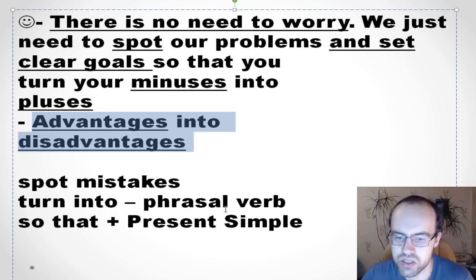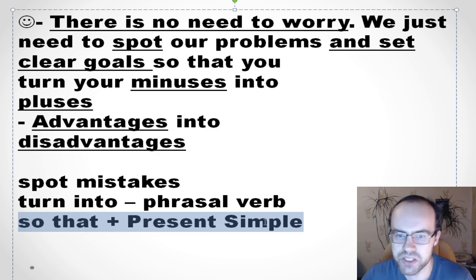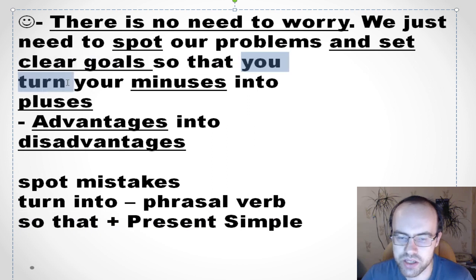Yeah, turn into is a phrasal verb, and so that. So we can use present simple with the structure so that you turn your minuses into pluses, and you can also use future simple and or can. For example, so that your minuses can turn into pluses, so that you can turn your minuses into pluses, or so that you will turn your minuses into pluses. So there are three different alternatives actually, and you can say just with present simple, with can, and with future simple.